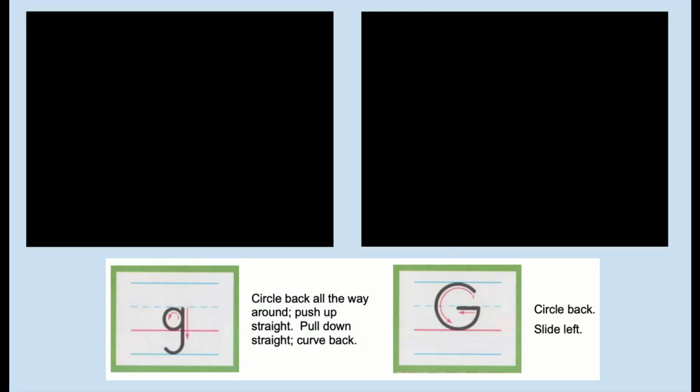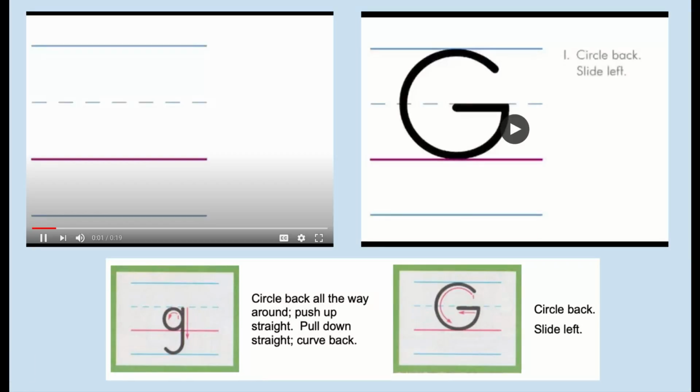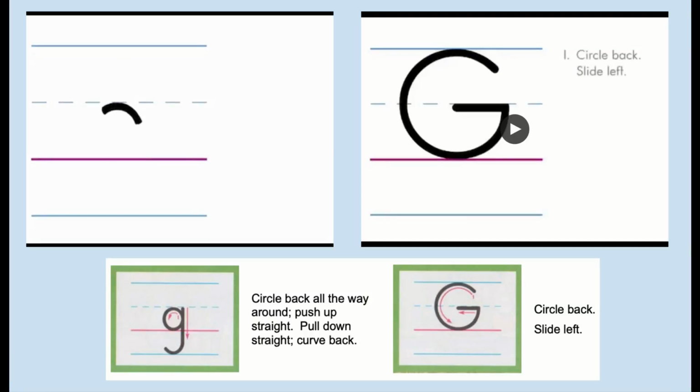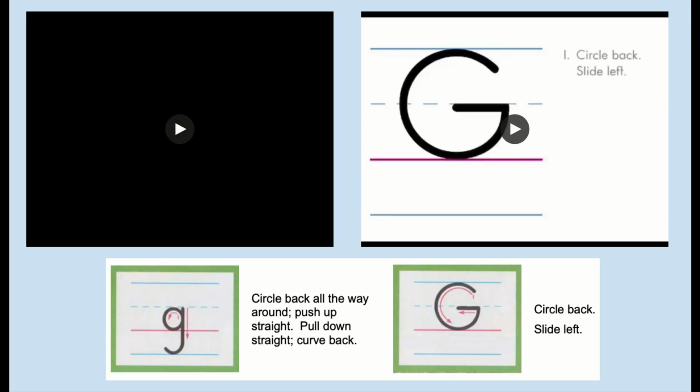Now get your paper and pencil ready as we learn how to form the lowercase and uppercase G. Lowercase g. 1. Circle back all the way around. Push up straight. Pull down straight. Curve back. Lowercase g. Okay, pick up your pencil.